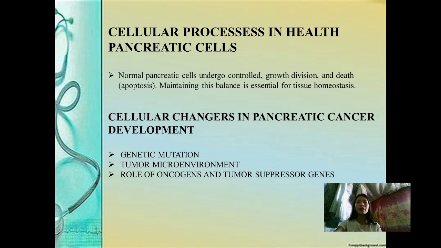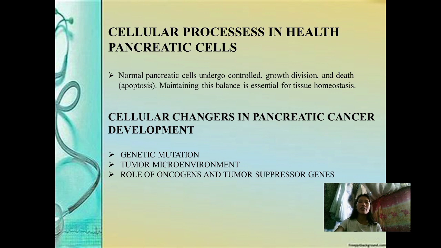Next is the tumor microenvironment. The tumor microenvironment refers to the surroundings in which a tumor exists, consisting of various elements like neighboring cells, which are the immune cells, and fibroblasts, blood vessels, and the extracellular matrix, or ECM. In pancreatic cancer, this microenvironment is particularly influential.